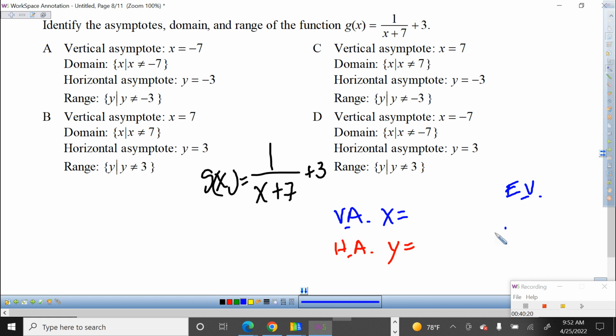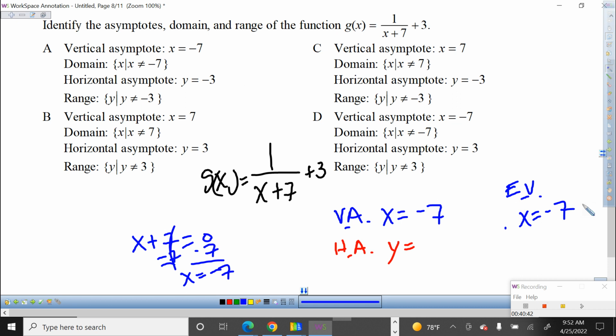All right, VA, Areli, go. -7, hands if you got that. That is correct, or you can set this one equal to 0 and solve: -7. x equals -7. That's also our excluded value. Is that correct? What is our HA, everyone? HA is y equals 3.